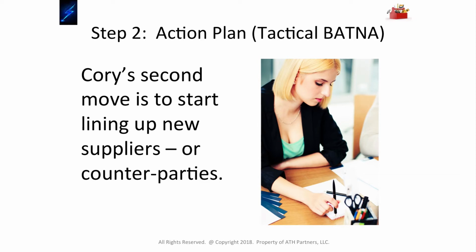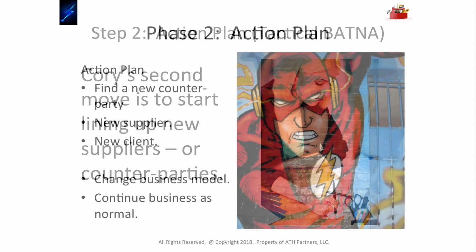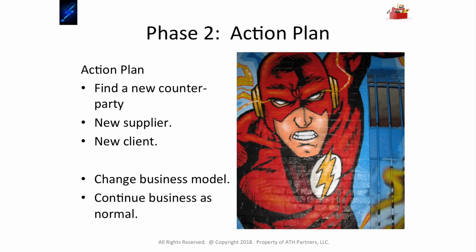The action plan part of the BATNA analysis usually involves finding new counterparties, new suppliers, or new clients. But it may include changing the business model, and you may have to make some decisions about whether or not to shut down a production line or shut down a product or a service.